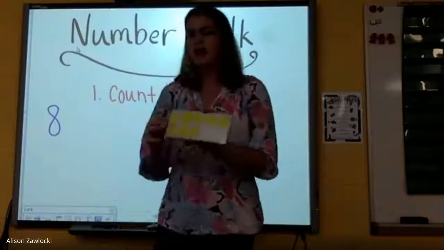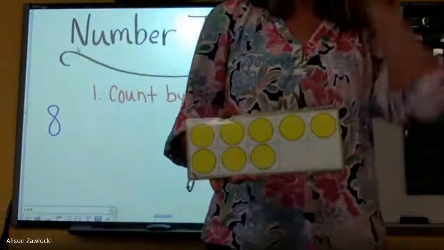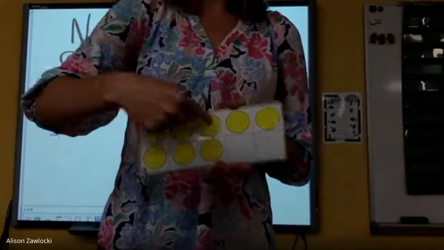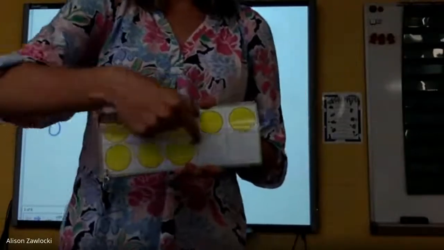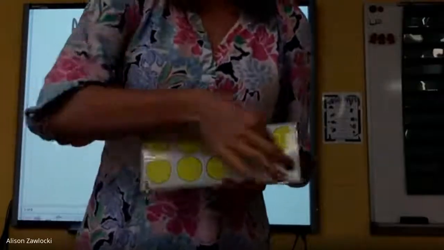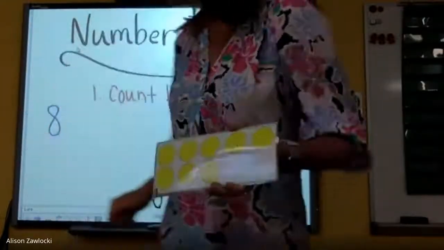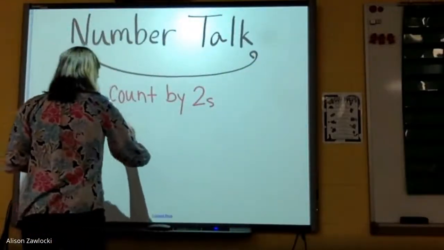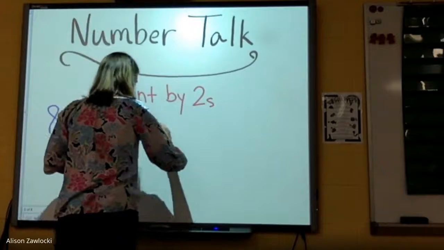My next strategy I thought of is we did some addition last week. So I thought, oh, I know that first row is completely full. And when one row is full in a 10 frame, I know that's 5. So I know that there's 5 up here, plus 3 more is 8. So I'm going to write that. I'm going to write 5 plus 3 equals 8.